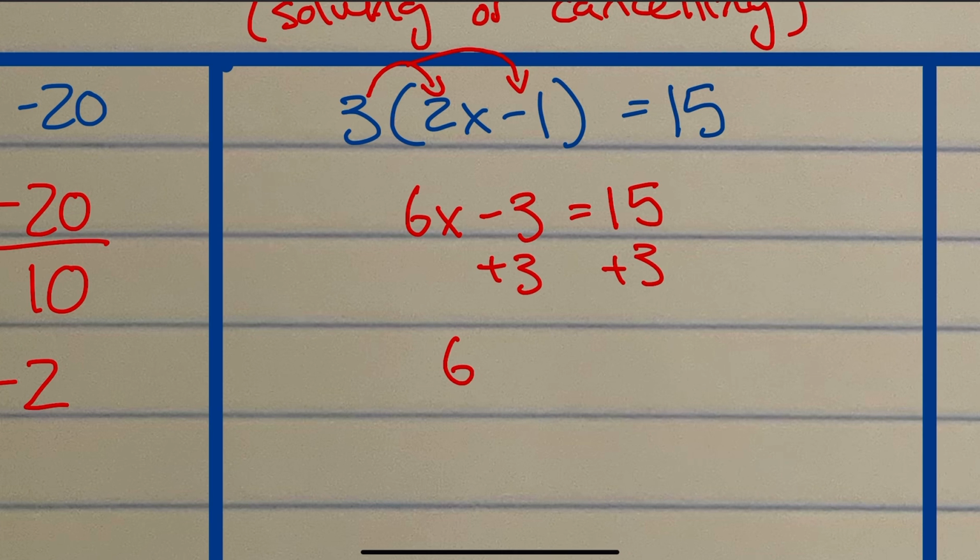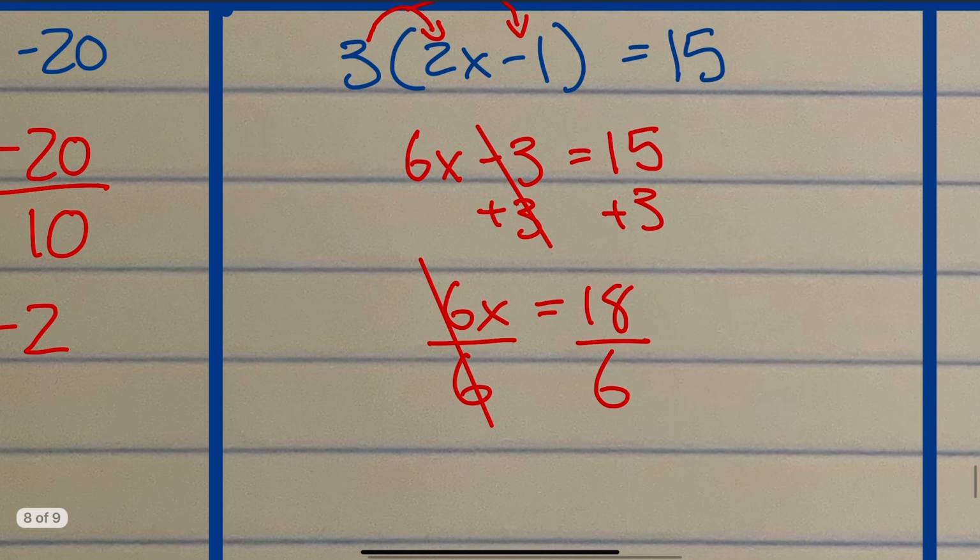That leaves me with 6x. These are going to equal 0. And then we have 15 plus 3. That's going to be 18. All right, next step, I need to get rid of this 6. So it's being multiplied by x. So I'm going to divide to get rid of it on both sides. These turn into a 1. That's going to leave me with x equals 18 divided by 6 is 3.